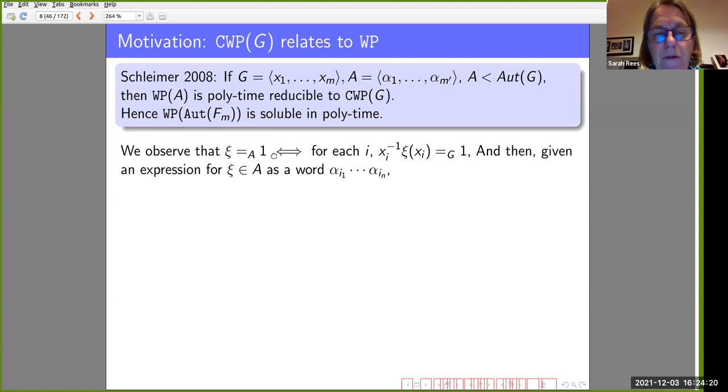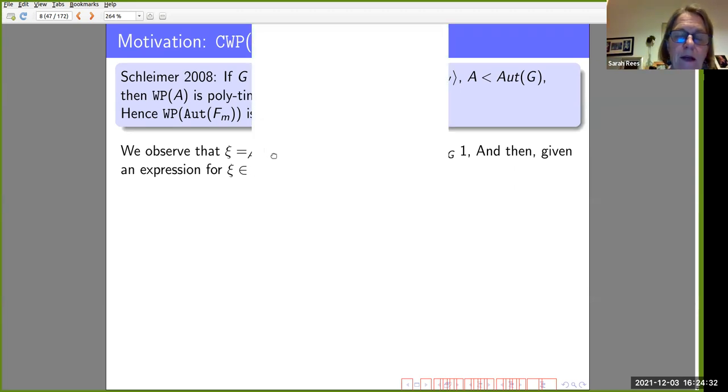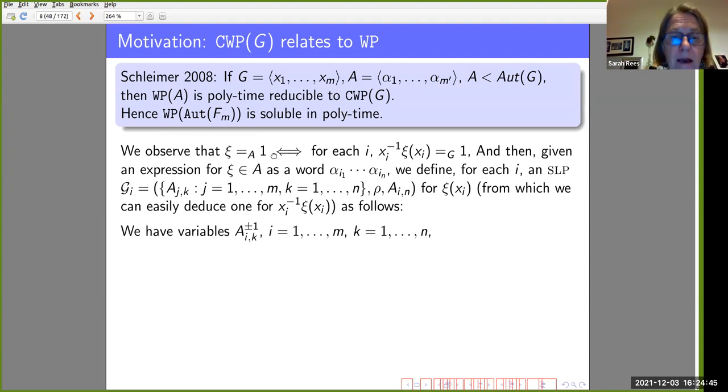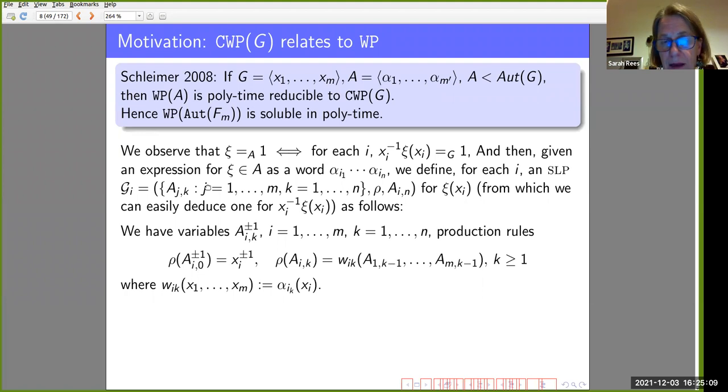If you take any expression for your automorphism psi as a word over the generators of A, as a word alpha I1 up to alpha IN, then you can derive a straight line program for psi applied to xi. The purpose of the straight line program is to generate the word psi of xi. And then it's elementary to derive from this a straight line program for xi to the minus one psi of xi. You just have a chain of variables that track the image of xi through the word representing psi one piece at a time.